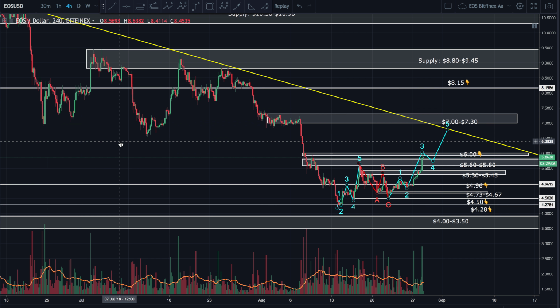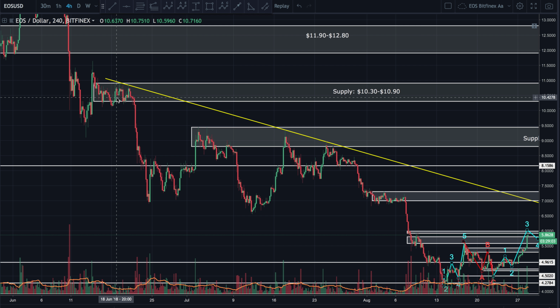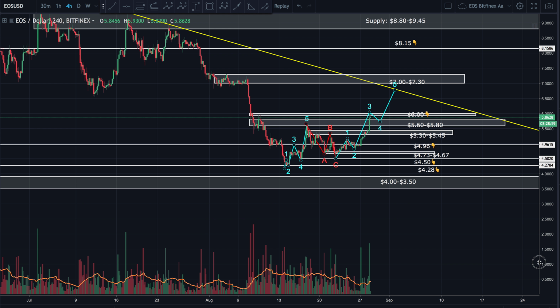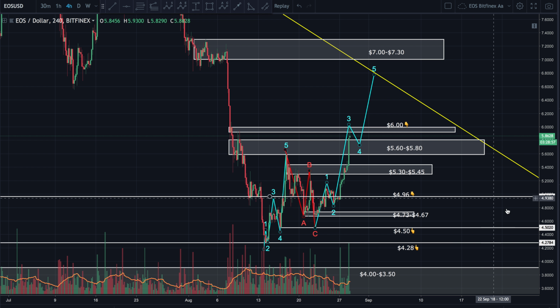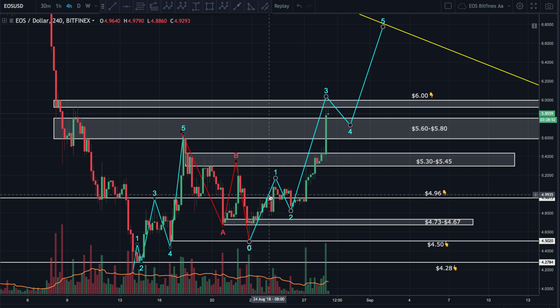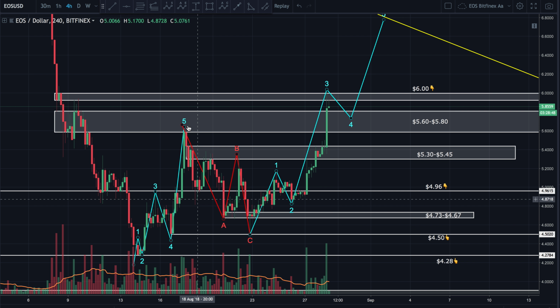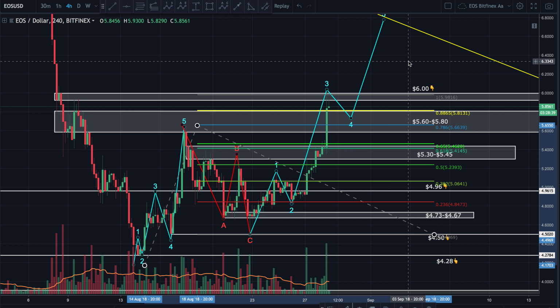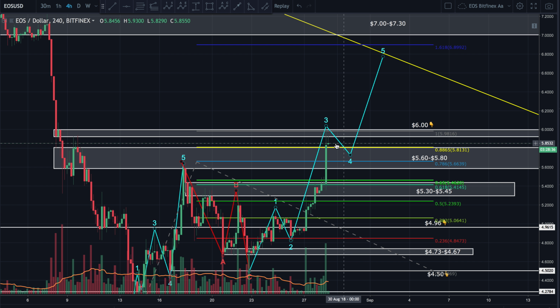This descending resistance line has been in place since mid-June, been tested numerous times. I am expecting it to act as some kind of resistance now, at least get some small bounce off of it. So it would make sense we get a 1, 2, 3, 4, and 5. That also coincides nicely if I pull my fib extension and I go from the bottom of wave 1, top of wave 1, bottom of wave 2. What do we get? Usually our wave 3 is going to hit somewhere around the 1.618.